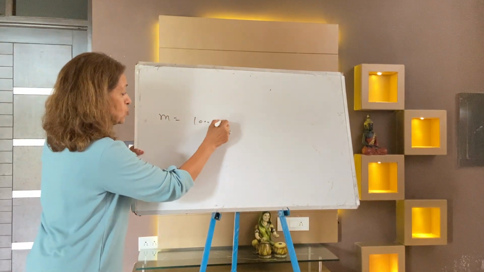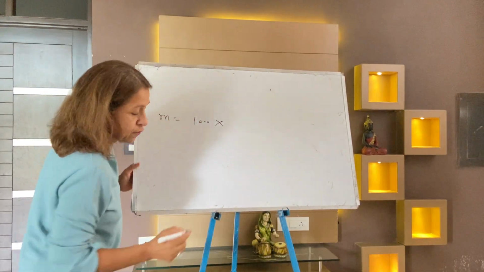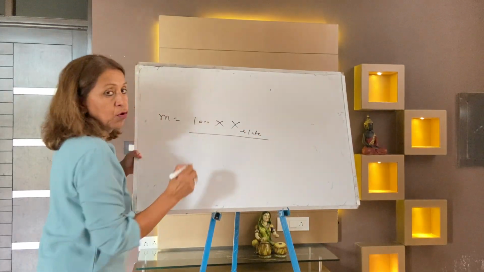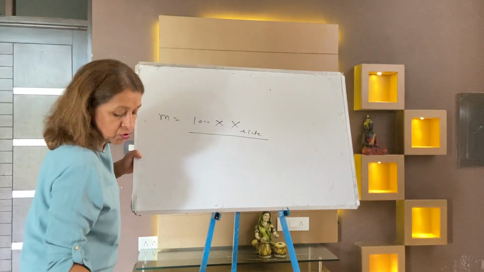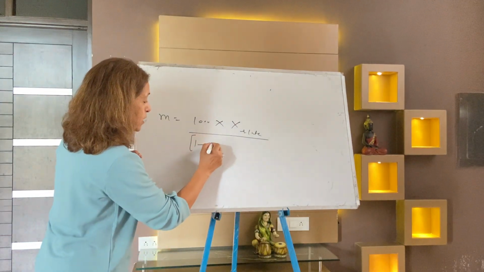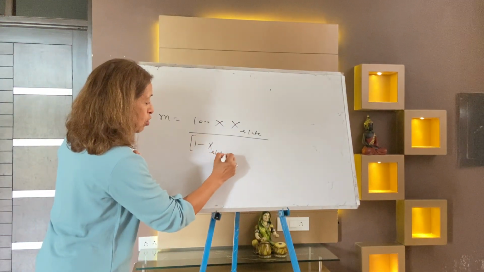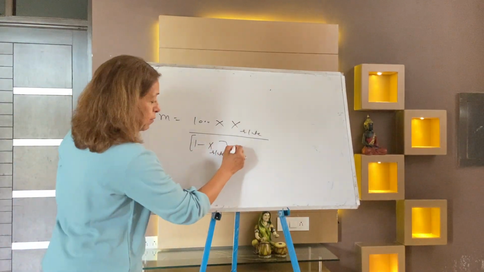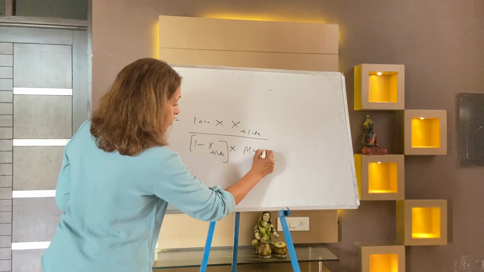Molality is equal to 1000 into mole fraction of solute. Sometimes mole fraction and molality are both given, x for mole fraction. Mole fraction of solute into 1 minus x of solute, which is the mole fraction of solvent, multiplied by molecular weight of solvent.